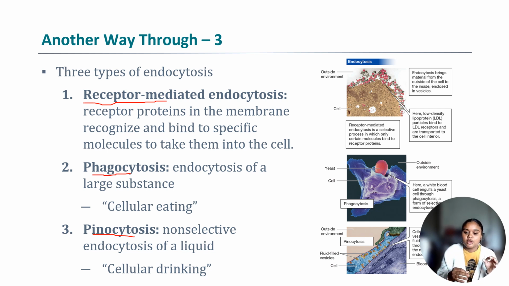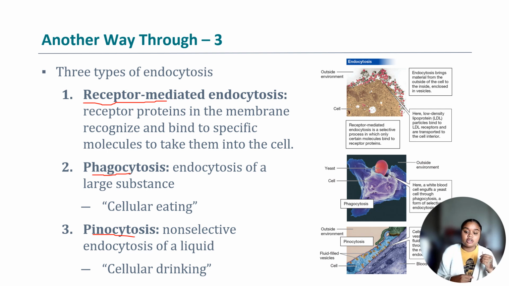For example, aquaporins allow water to get in. It's a type of receptor protein that allows water to enter the cell. So an aquaporin, if it sees a water molecule, it goes, oh wait a minute, you're water, you can come in.